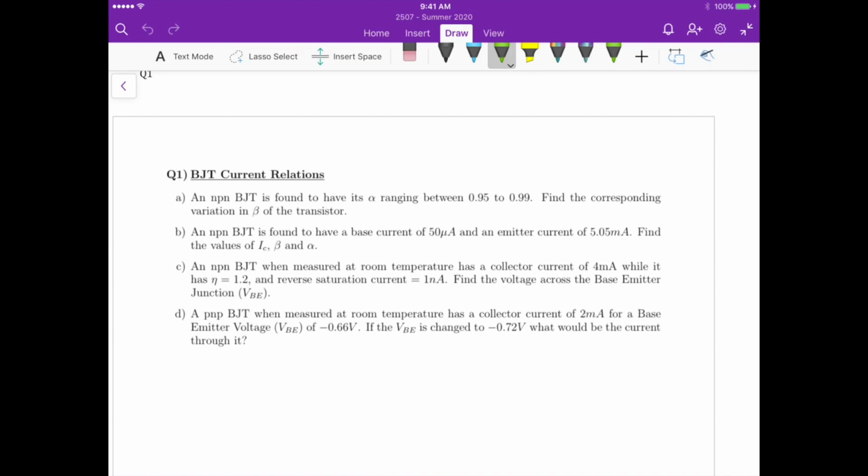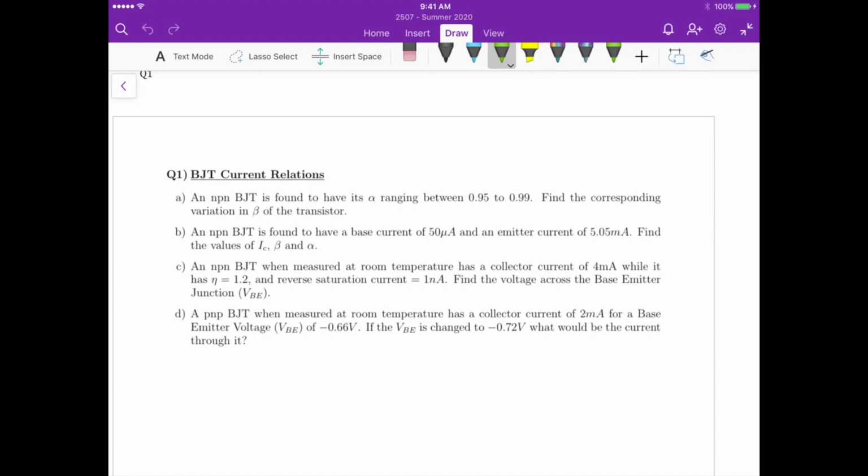So hi everyone, this is set 4 of 2507. We start to analyze BJT circuits and the BJT device itself. So for question 1, we have BJT current relations.